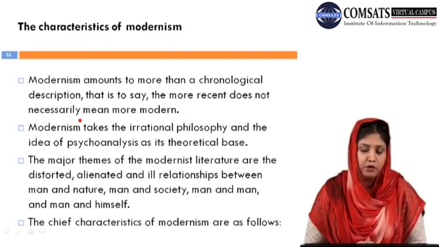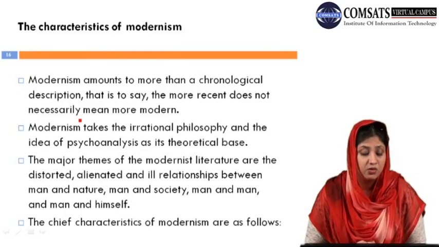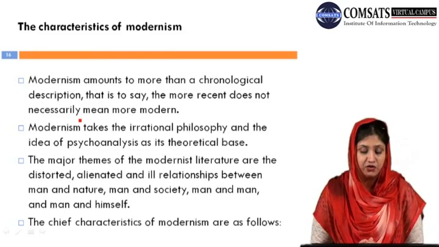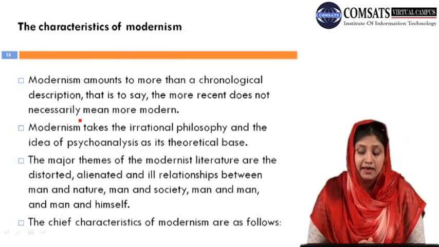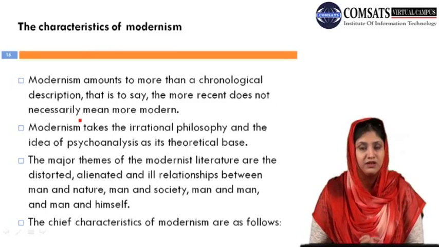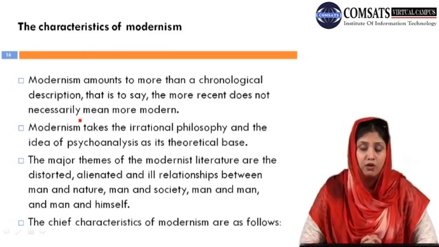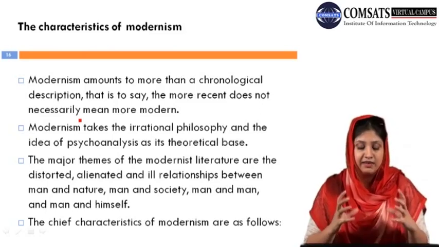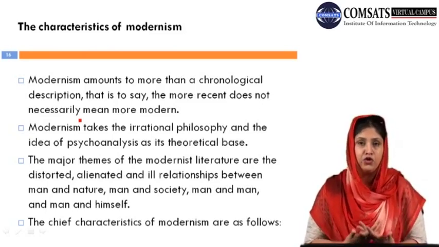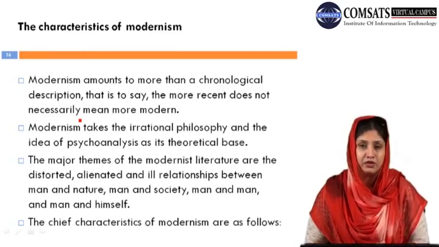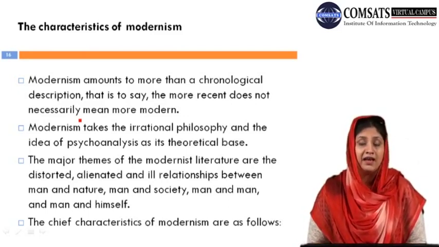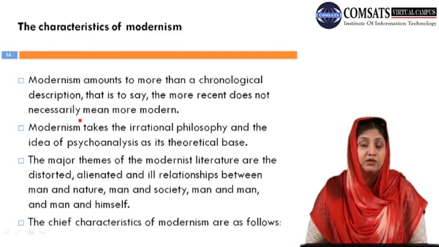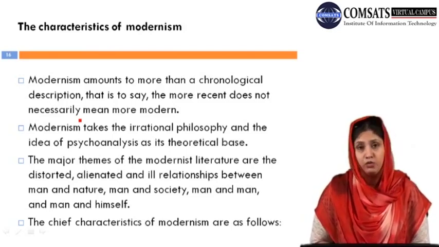The major themes of modernist literature are the distorted, alienated and ill relationships between man and nature, man and society, man and man, and man and himself. This is very interesting, since all four of these categories let you understand that they emerged after human beings got skeptical and disillusioned, and one of the major reasons for this disturbance and chaos was the world wars, World War I and World War II.